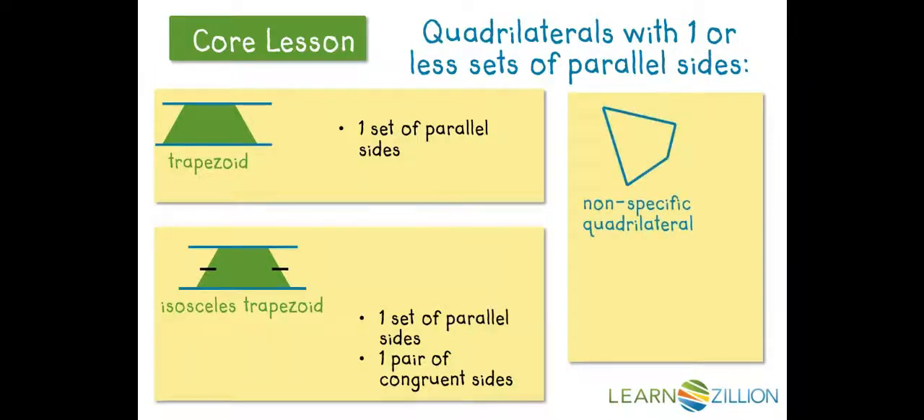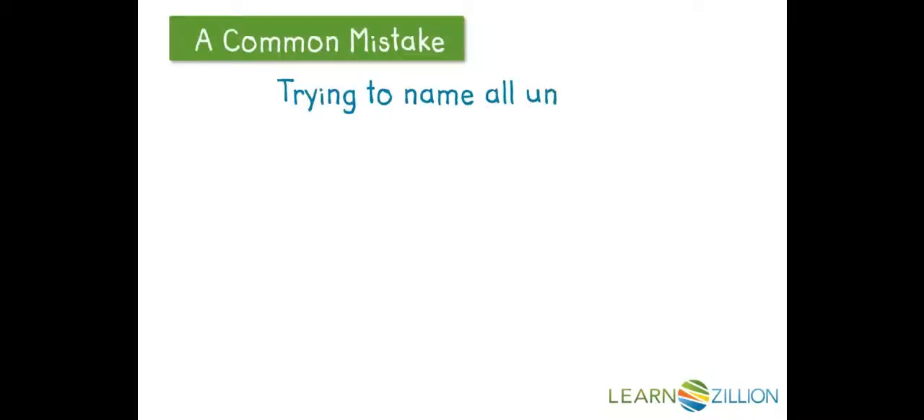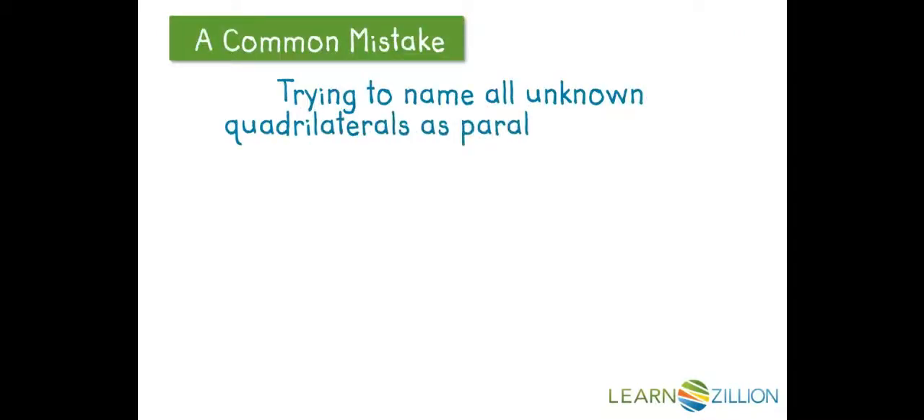All other quadrilaterals that don't have all of the attributes of a special quadrilateral are just called quadrilaterals, or non-specific quadrilaterals. These include any four-sided shape that can't be classified another way. Because there are so many special names for quadrilaterals, it can be tempting to call any quadrilateral you see either a parallelogram or a trapezoid.